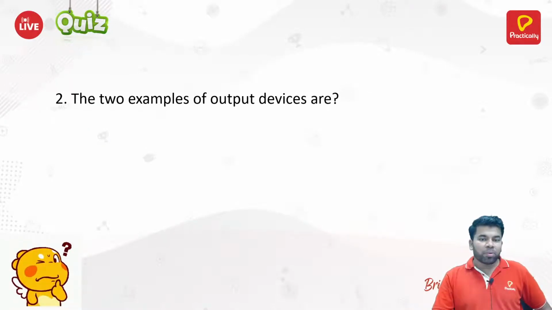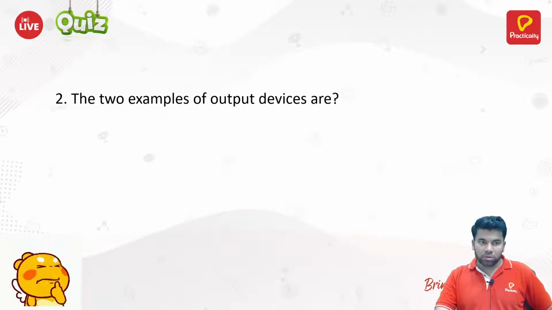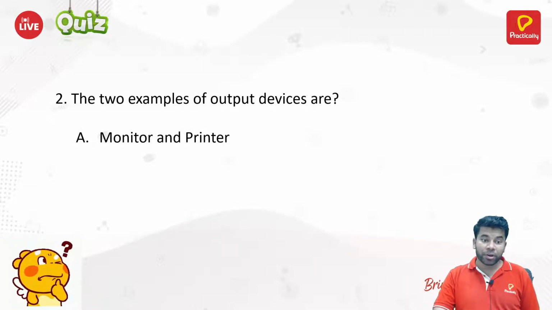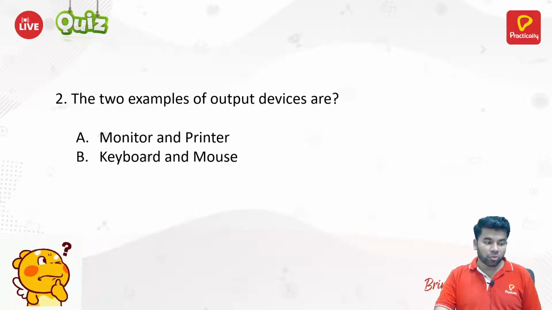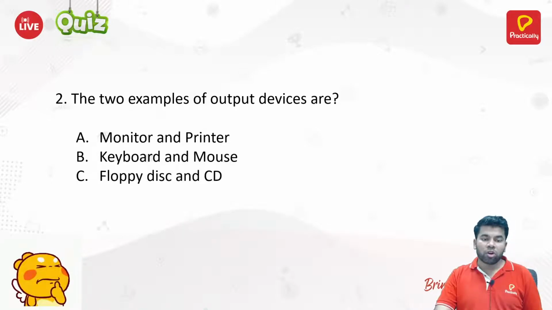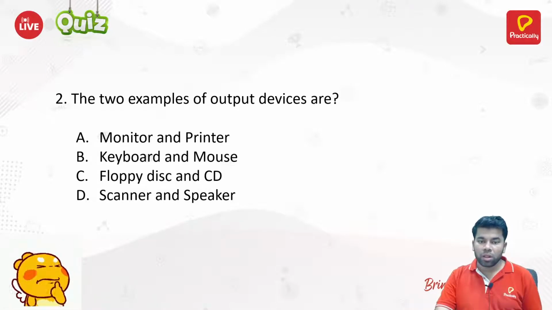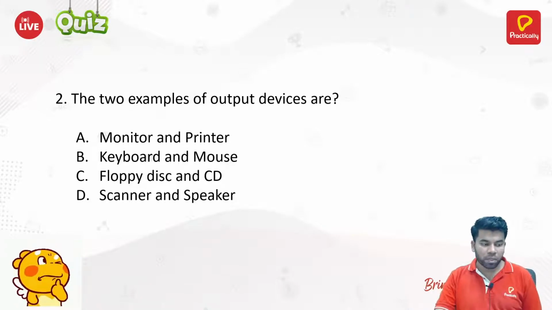What are the two examples of output devices? Monitor and printer, keyboard and mouse, floppy disk and CD, scanner and speaker. You can comment in the chat if you know the answer. You can just tell the options A, B, C, D.